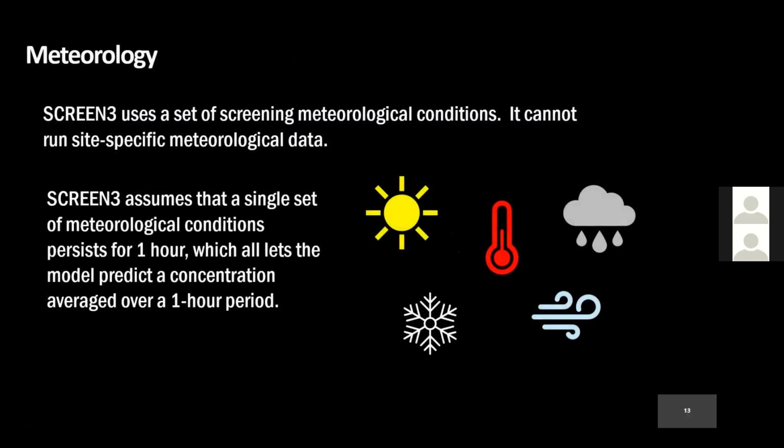Meteorology. A huge benefit about running SCREEN3 is that you do not have to process or collect any extra meteorological data. SCREEN3 runs through a set of screening meteorological conditions, and it is not able to run site-specific meteorological data. SCREEN3 assumes that a single set of MET conditions persists for a whole hour, just 1 hour, which lets the model predict a concentration averaged over a 1 hour period.